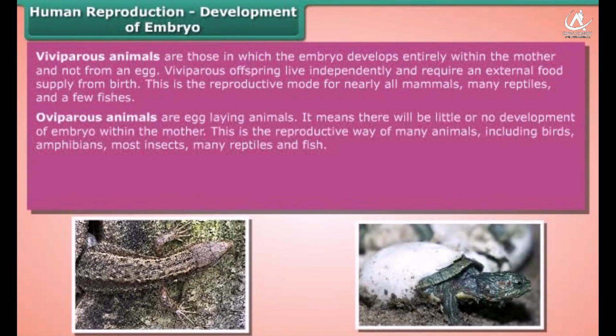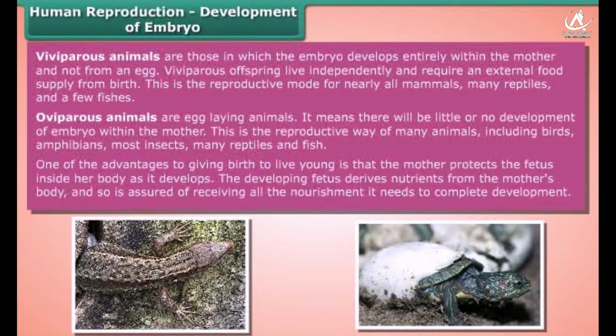Oviparous animals are egg-laying animals. It means there will be little or no development of embryo within the mother. This is the reproductive way of many animals, including birds, amphibians, most insects, many reptiles, and fish. One of the advantages to giving birth to live young is that the mother protects the fetus inside her body as it develops. The developing fetus derives nutrients from the mother's body and so is assured of receiving all the nourishment it needs to complete development.